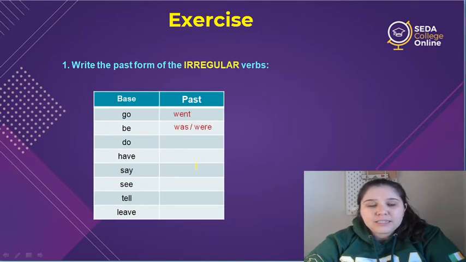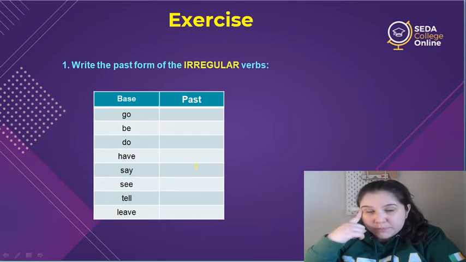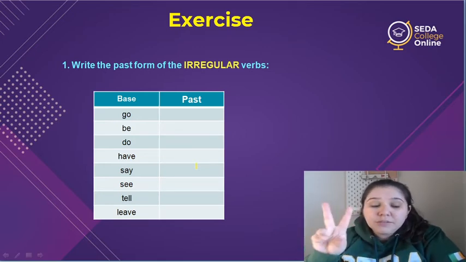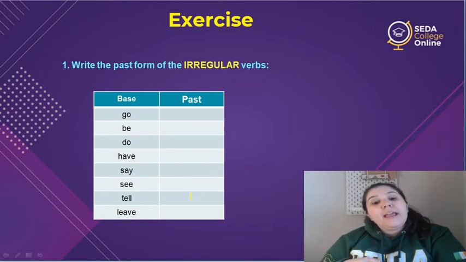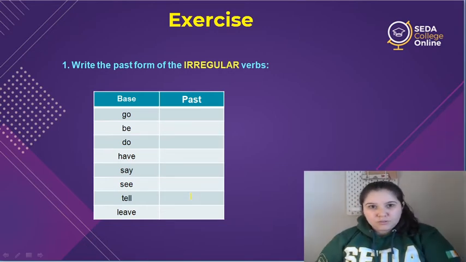All of these verbs are irregular. So I wanted to try and write the past form of them. Can you remember? Yes? So I'm going to give you 2 minutes on the clock. Try to write down the past form of these verbs. Write them down on your notebook. And in 2 minutes, we're going to check the answers together.